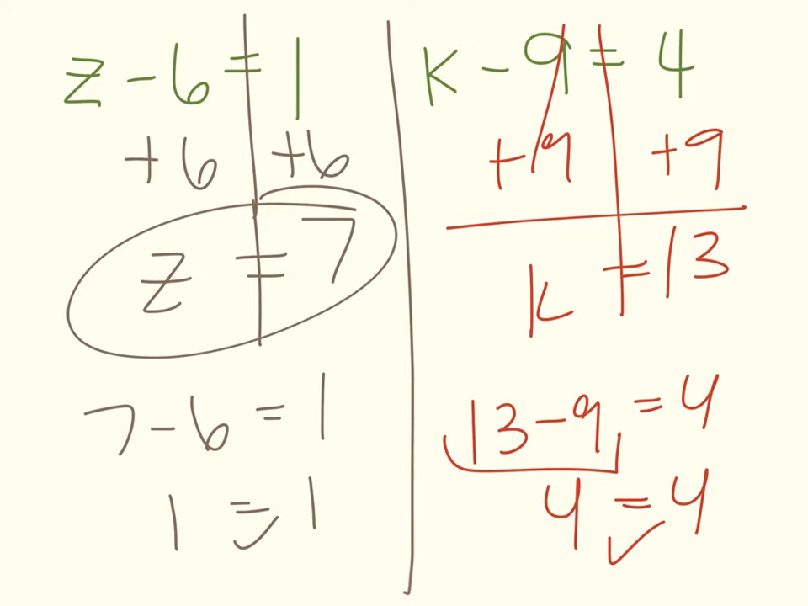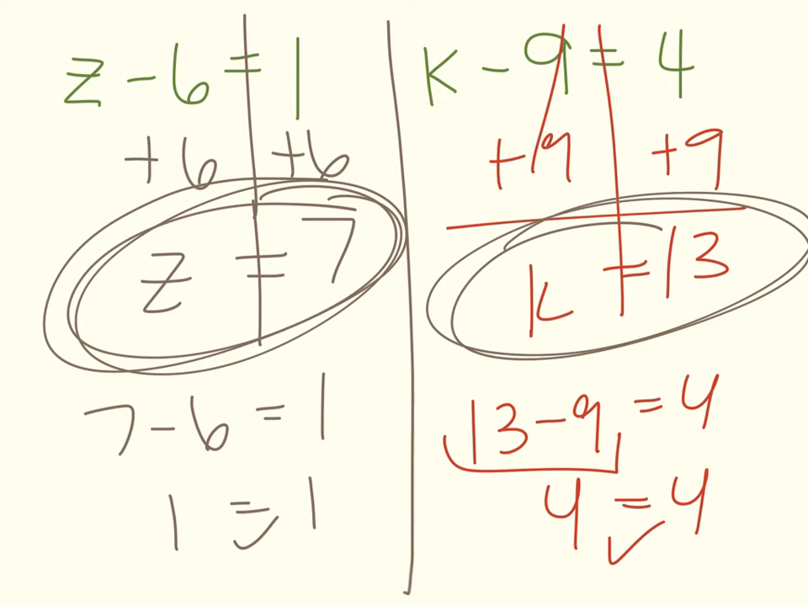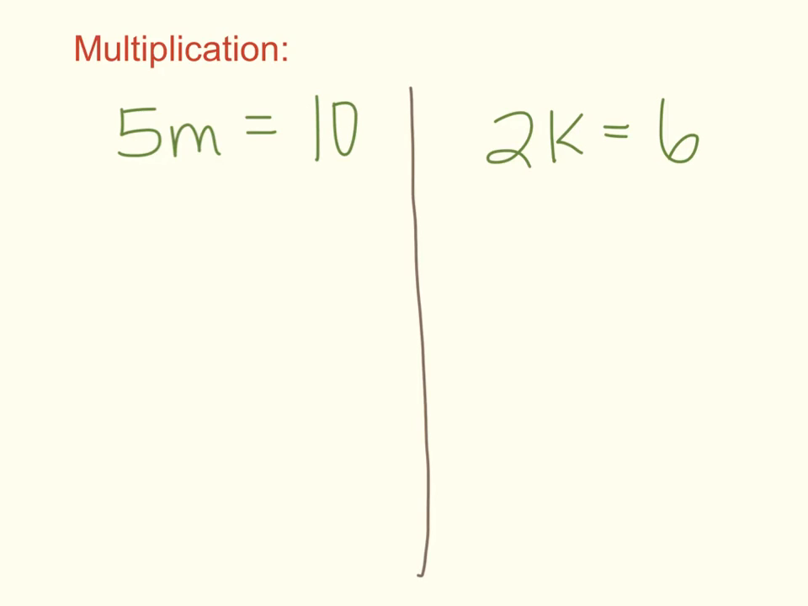So go ahead and check your answers. You'll see that in our first example, z should be equal to 7, and in our second example, k should be equal to 13. Moving on to multiplication.